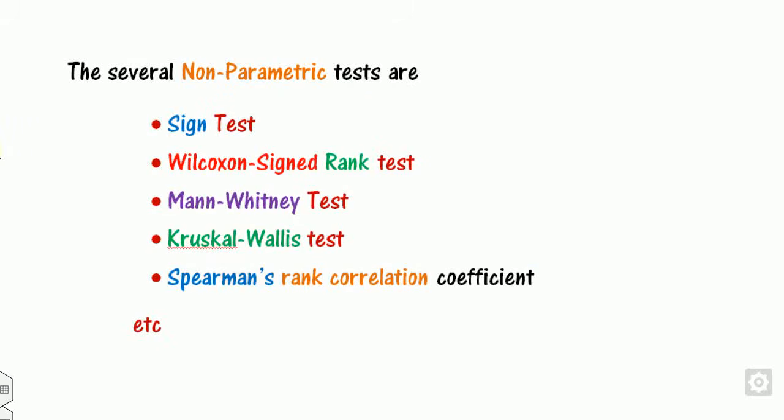We have seen in our last videos that there are several non-parametric tests, which are listed as below: sign test, Wilcoxon, Mann Whitney, critical values, and so on. In this lecture we will discuss our third test. The first and second tests we already discussed; if you want to see them, you can go to the description of this video.